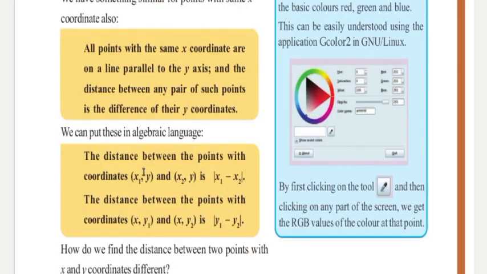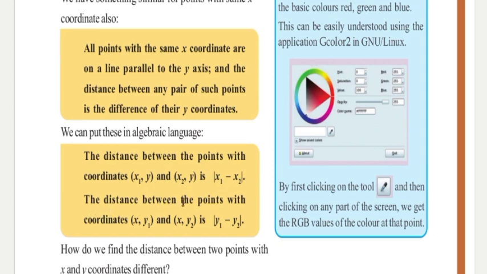Okay, then the distance between the points on the coordinates (x1, y) and (x2, y). That means the points are on the x axis. Only the x coordinates are changing, the y coordinates are the same. That is equal to modulus of x1 minus x2.